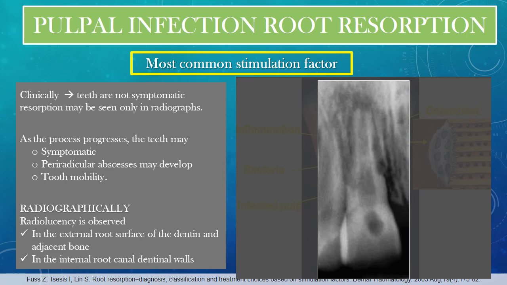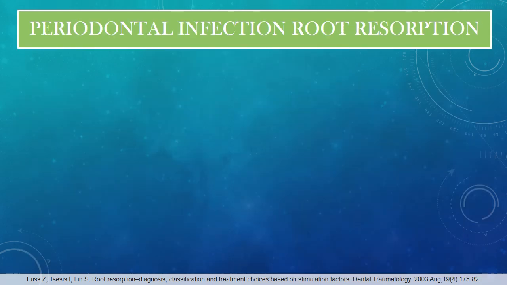Clinically, the teeth are not symptomatic, and resorption is mainly only seen in the radiograph. As the process progresses, the teeth may be symptomatic, or a periradicular abscess may develop and may also cause tooth mobility. Radiographically, radiolucency is observed, in the external root surface, the dentine and near the adjacent bone. It is also seen in the internal root canal dentine.